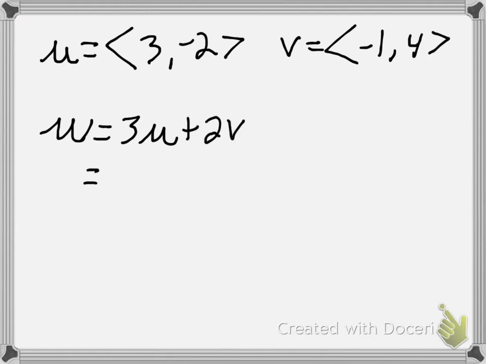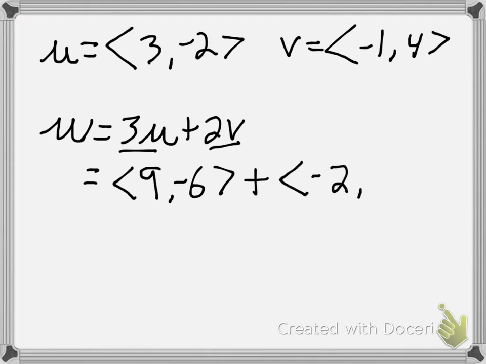Well, what you end up having to do is multiply everything in u by 3. So that puts me at 9, -6, plus, now I've got to multiply each thing in the v by 2. So it'd be -2, 8. And then from there, we just add the two vectors, which we've done previously. So 9 and -2, which is 7, and then -6 and 8, which is 2.